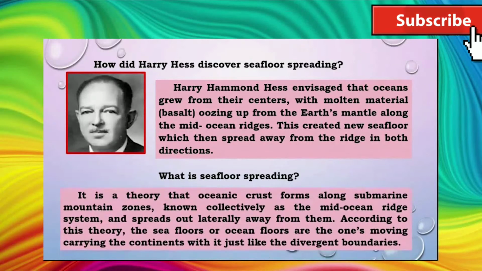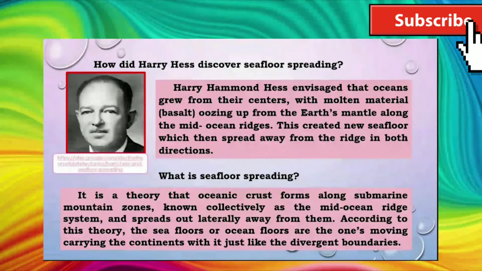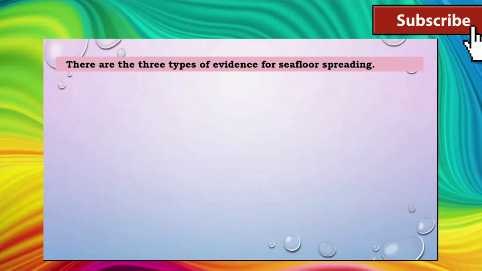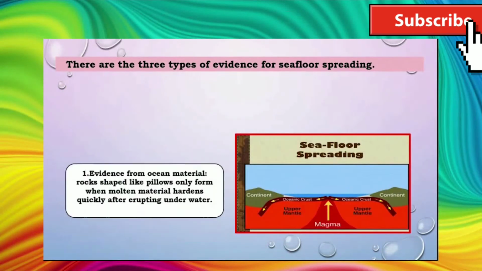What is seafloor spreading? It is a theory that oceanic crust forms along submarine mountain zones, known collectively as the mid-ocean ridge system, and spreads out laterally away from them. According to this theory, the seafloor or ocean floors are the ones moving, carrying the continents with it, just like the divergent boundaries. These are the three types of evidences found for seafloor spreading.